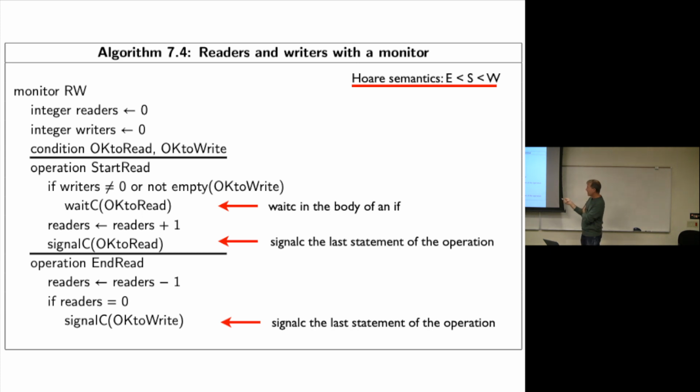Oh, wait, sorry. 2 more variables, condition variables, OK to read and OK to write. Now, by now, do we know what's associated with each condition variable? We just said it a few minutes ago. A queue of blocked processes. So there are processes that are blocked on OK to read, and there are processes that are blocked on OK to write.